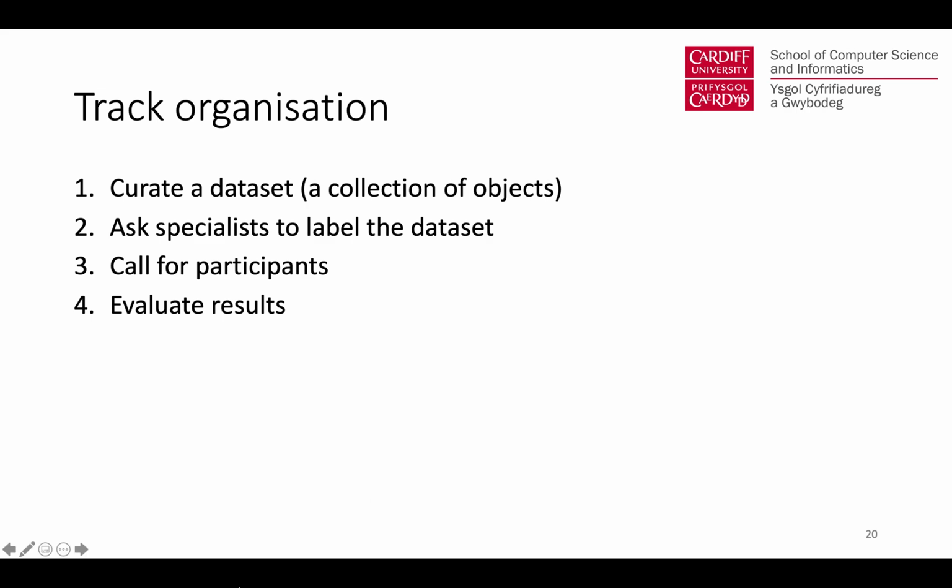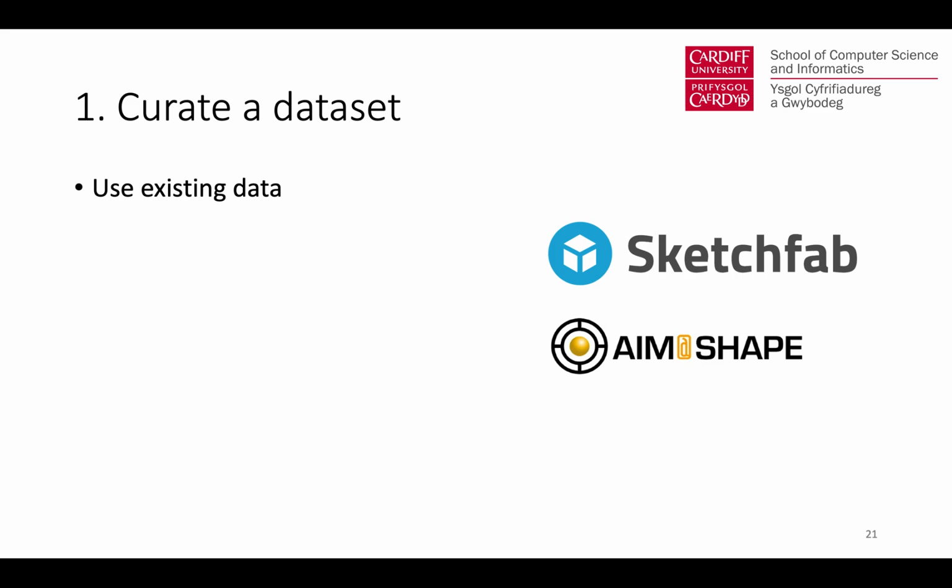In this track, it is organized in the following steps. We first curate a dataset which tries to address the problem of non-isometric deformation, and then we ask specialists to label the dataset. We call for participants and then evaluate the results.